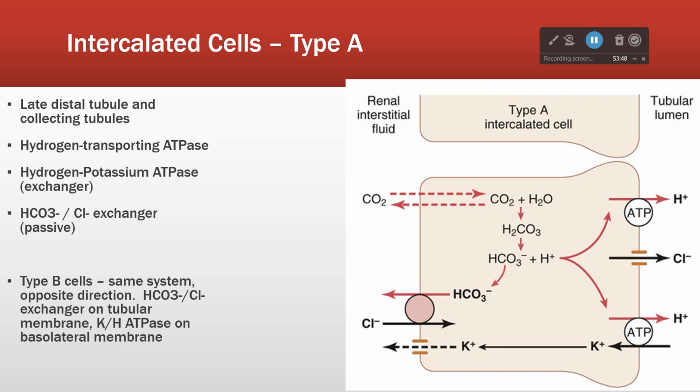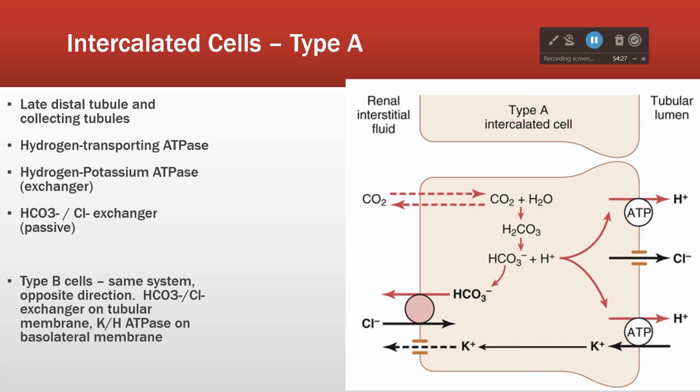Our major player here is the hydrogen pump, the proton pump, pumping hydrogen ions into the lumen. In other words, secreting acid, secreting hydrogen ions into the urine where it can be removed. So we have an ATPase, a hydrogen potassium exchanger. Hydrogen is going up its concentration gradient. Potassium is also going up its concentration gradient. So that's a busy transporter because we're pumping two molecules both up their concentration gradients, but that is what's happening.